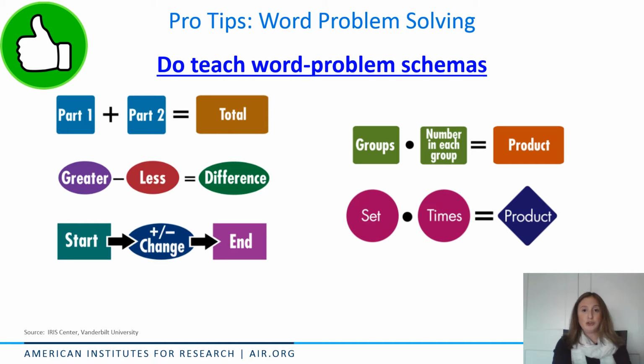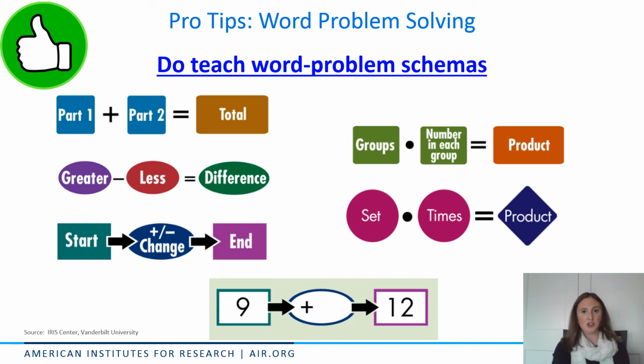For example, two students use a change schema to set up the problem. Emma had $9. Then she earned some more money doing her chores. Now Emma has $12. How much money did she earn? To solve the problem, one student adds on to 9 to get 12, and the other student decides to subtract 9 from 12. Even though they use different operations, they both arrive at a correct answer of 3.